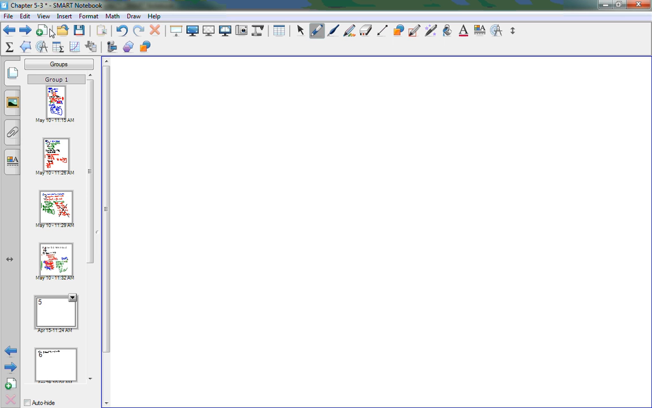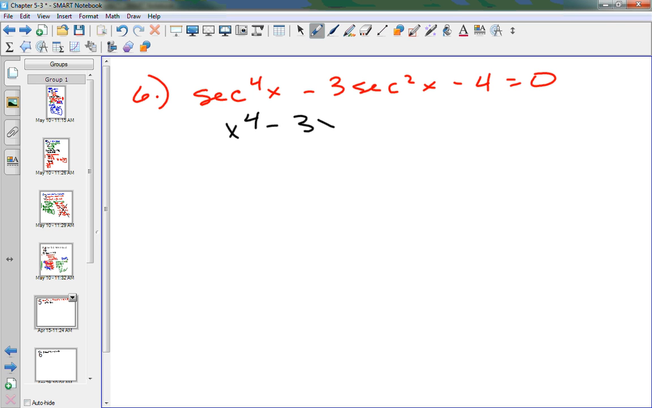Number 6, Emily. Could you read me that problem? Secant to the fourth of x minus 3 secant squared of x minus 4 is 0. Okay. Take the secants out of there. Pretend you have this. This is an algebra 2 problem. What would you do if you had that in algebra 2?